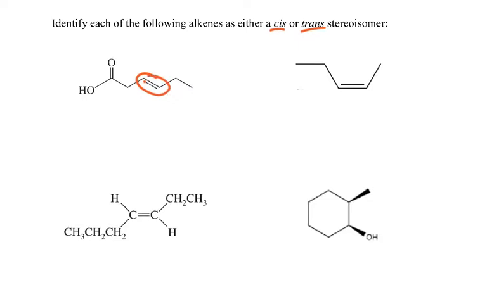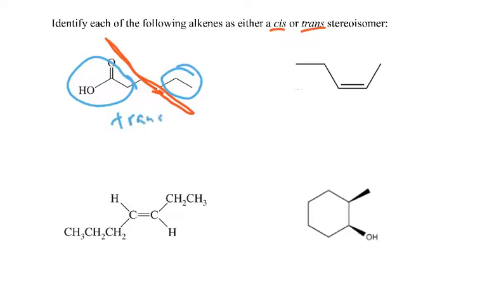If I draw a line through this bond, we look at these groups. There's one group on this side and one group on this side. These are on opposite sides of that double bond, so this molecule is a trans isomer. In the second one over here, if I extend a line through this double bond, I can see that both of these groups are on the same side of the double bond, so this one is the cis isomer.